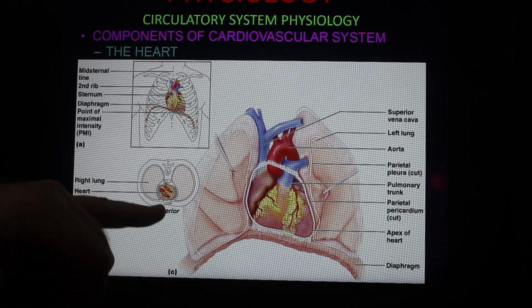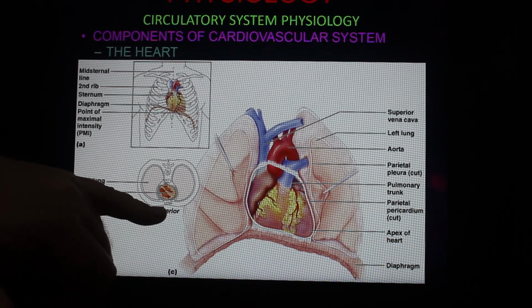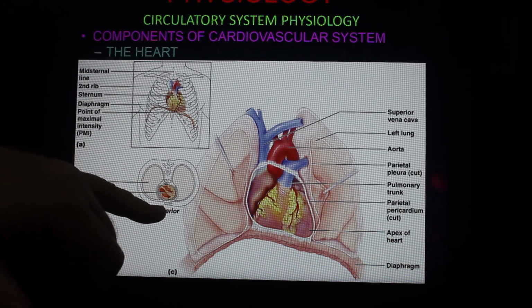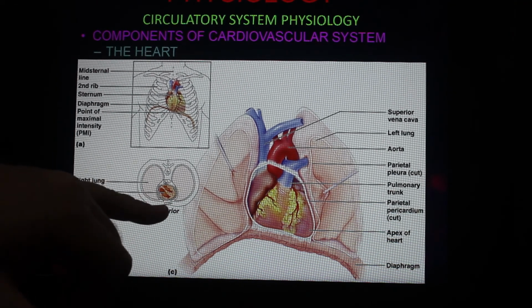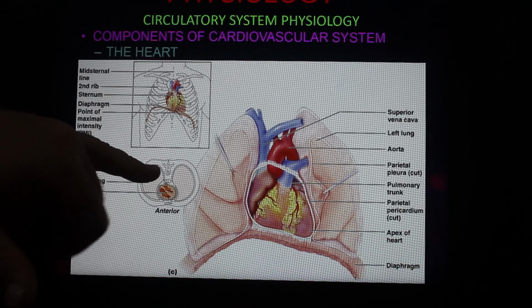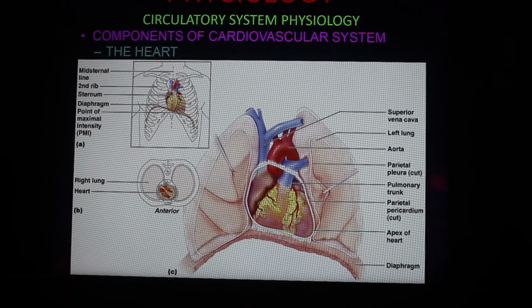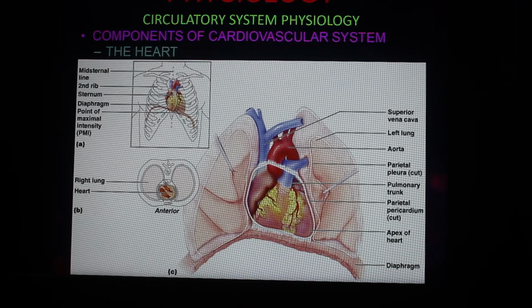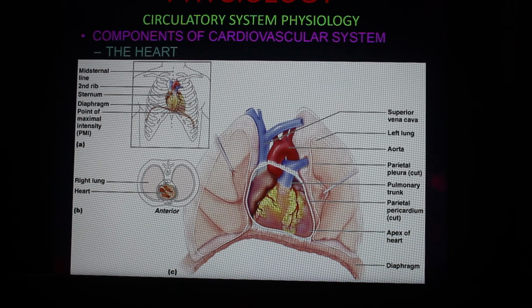And as you can see, it's very, very close to the sternum. It's almost a couple of centimeters behind the sternum, and that is why when we make resuscitations and we press the sternum, it squeezes the heart between the columna vertebralis and the sternum, and that's how it can pump the blood when we make the resuscitation to a patient.